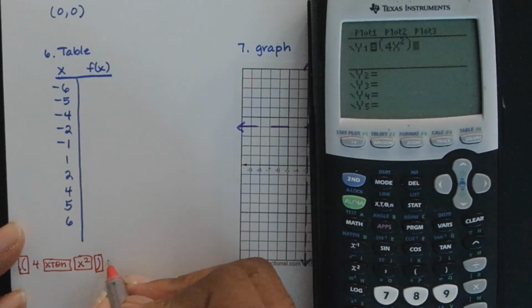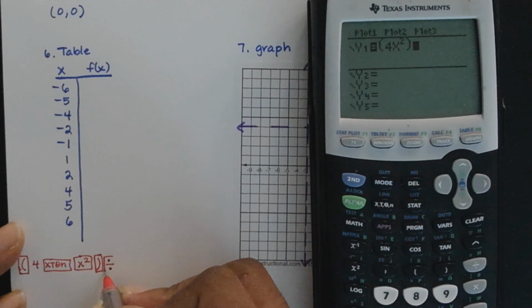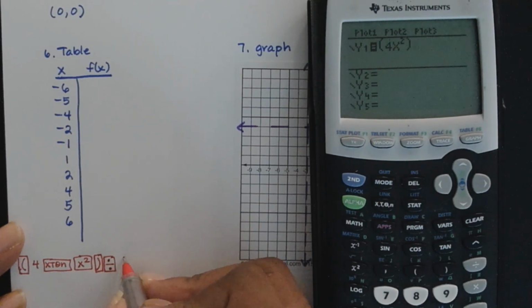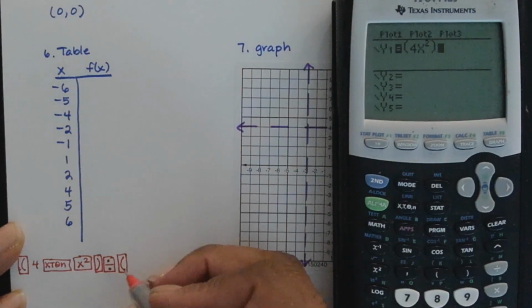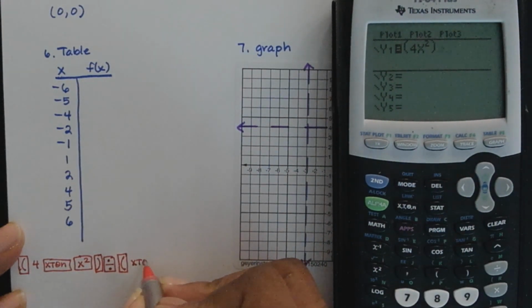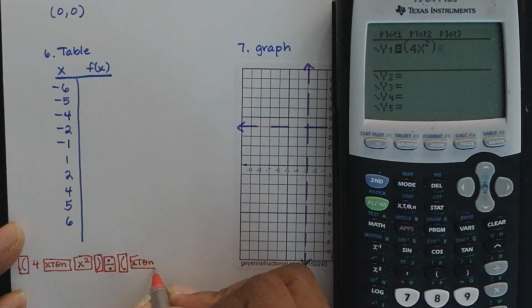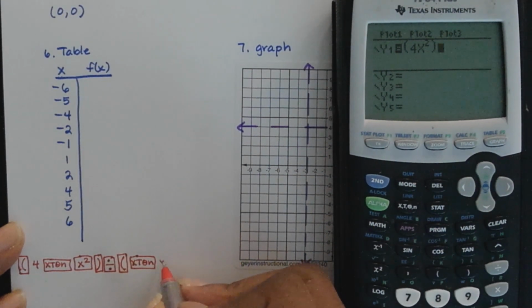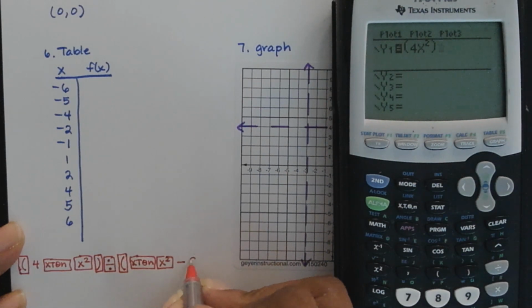And then that's going to be divided by the denominator, which will be in parentheses as well, so it'll be left parenthesis. For the x, you're going to press X,T,theta,n, and then the x squared button to square it, press the minus button, and then the number 9, close parenthesis.